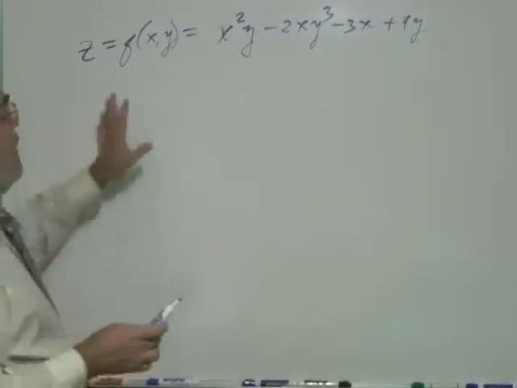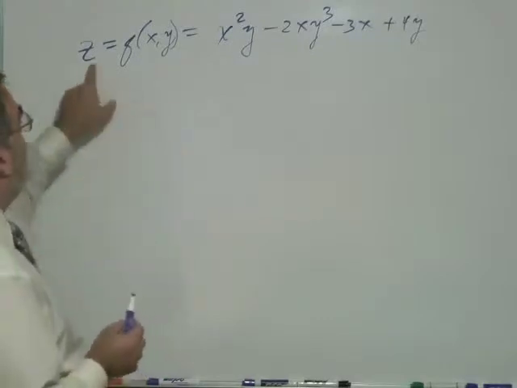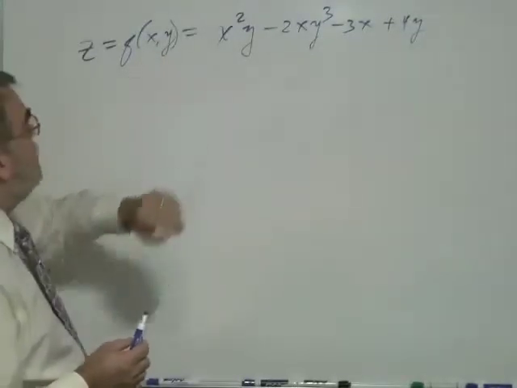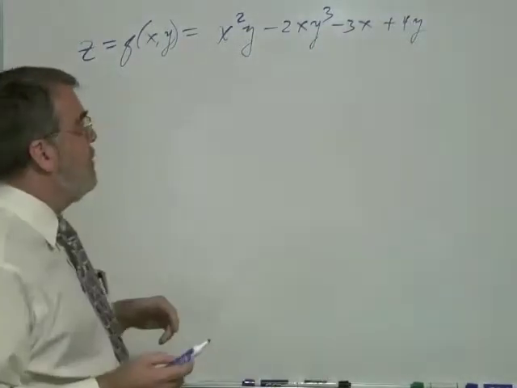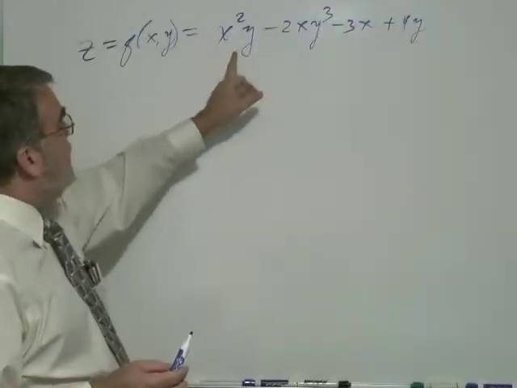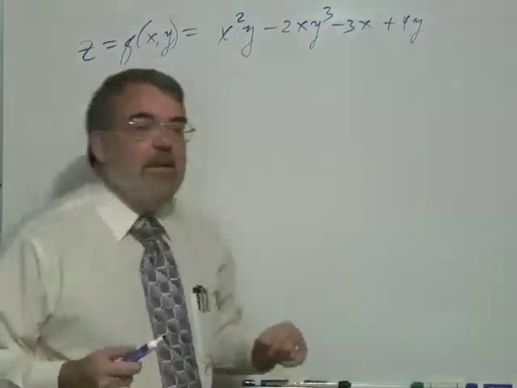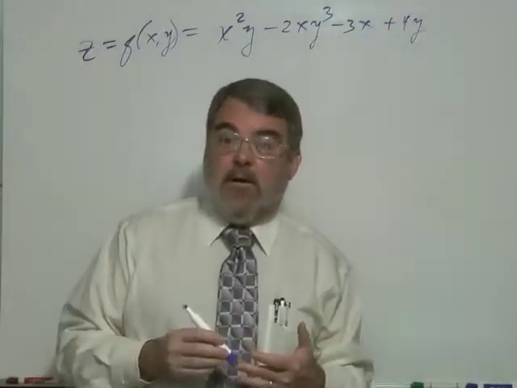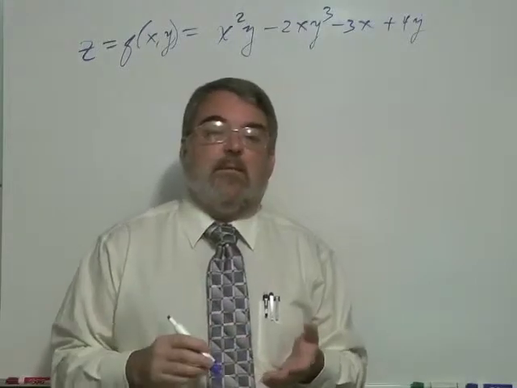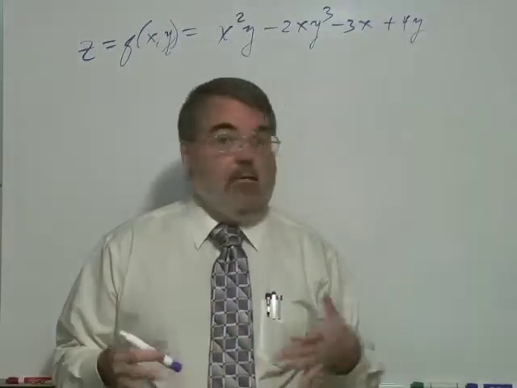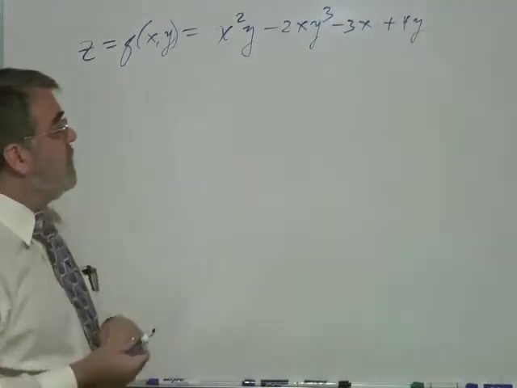This is a multivariate function in two variables. z or f of x, y is equal to x squared y minus 2xy cubed minus 3x plus 4y. The idea is that here I have a function with two variables in it that makes it multivariate. And now if you've had multivariate calculus, which is traditionally calculus 3 in a semester system or calculus 4 in a quarter system, or if you're taking those now, then you've no doubt seen this already.